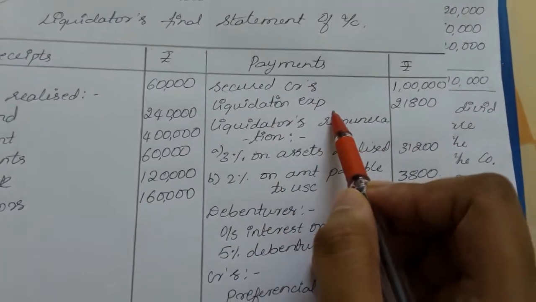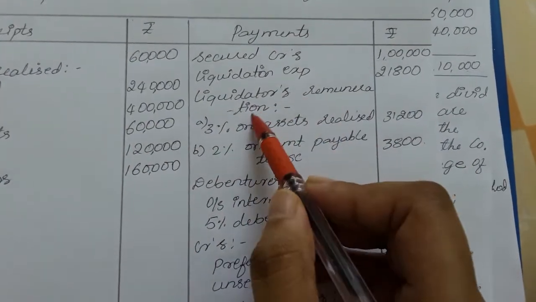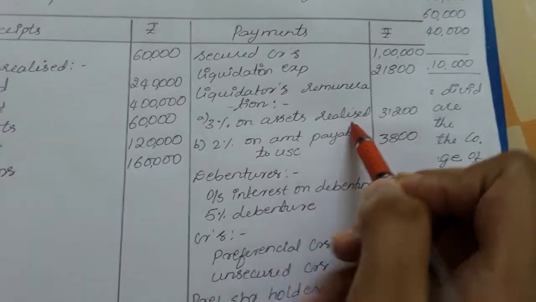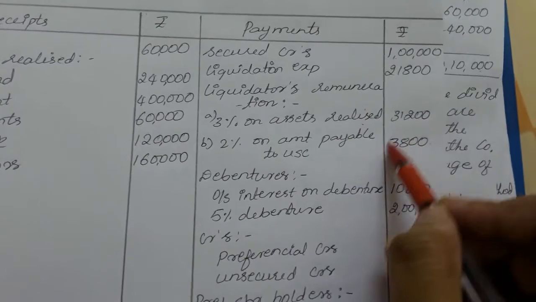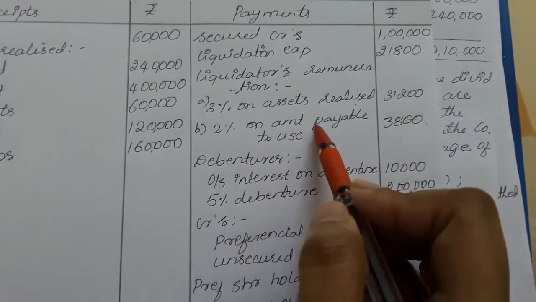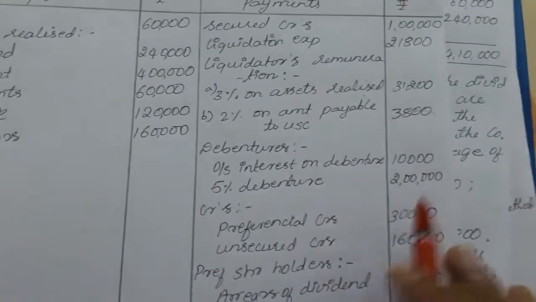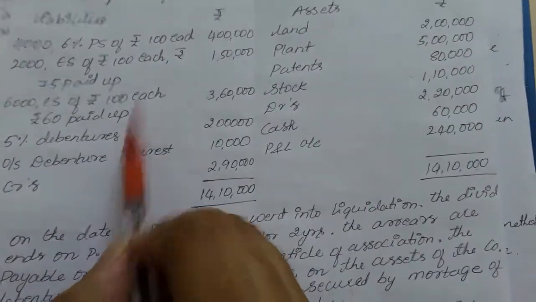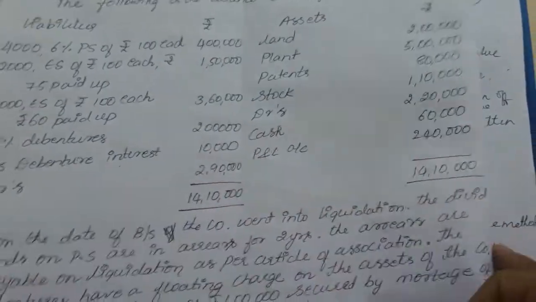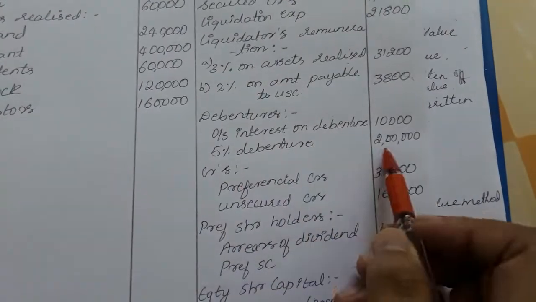Next, coming to liquidation expenses, it is given as 21,800. Next, liquidator's remuneration is 3% on assets realized, which we calculated as 31,200. Just wait, we'll talk about this later. 2% on the amount payable to unsecured creditors including preferential creditors. Next we'll be paying the debentures. Interest on debentures is 10,000 and the 5% debenture is 2 lakh rupees.